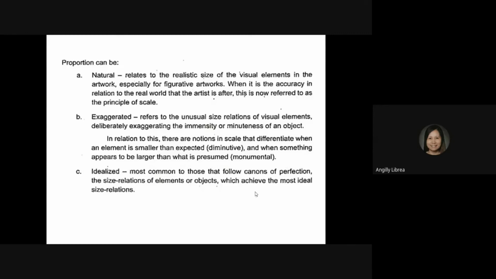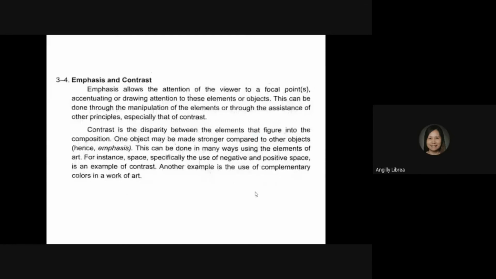Okay. Next one is idealized, most common to those that follow canons of perfection, the size relations of elements or objects which achieve the most ideal size relations. Next, guys, are emphasis and contrast. Emphasis directs the attention of the viewer to a focal point or points, accentuating, or drawing attention to these elements or objects.